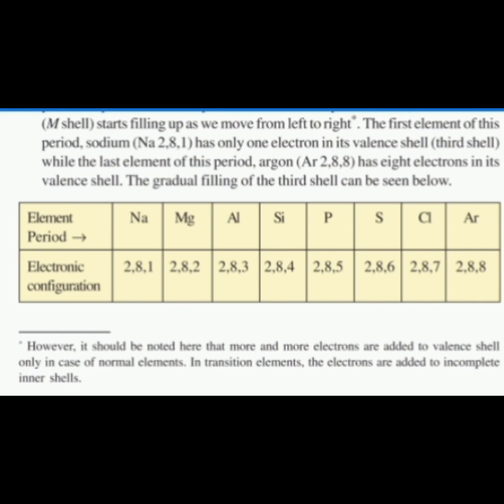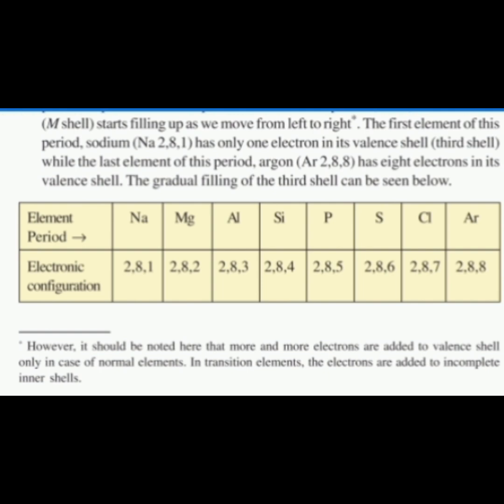So, while filling the shells, the period is also the number of shells which start filling as we move from left to right. That you can find in elements of the third period. In third period, what they are telling is the third shell, that is M shell, starts filling while it travels from left to right.